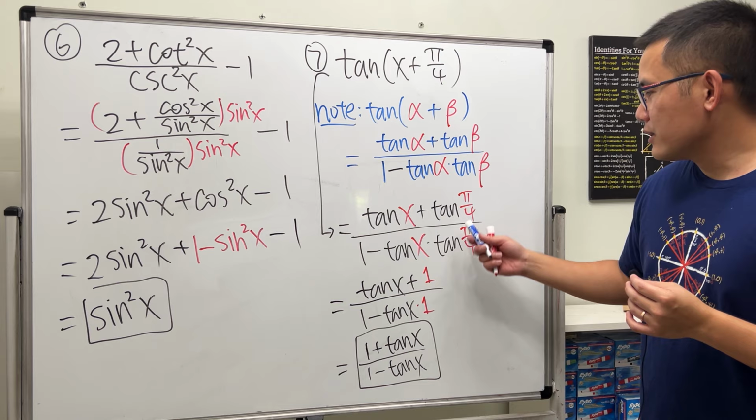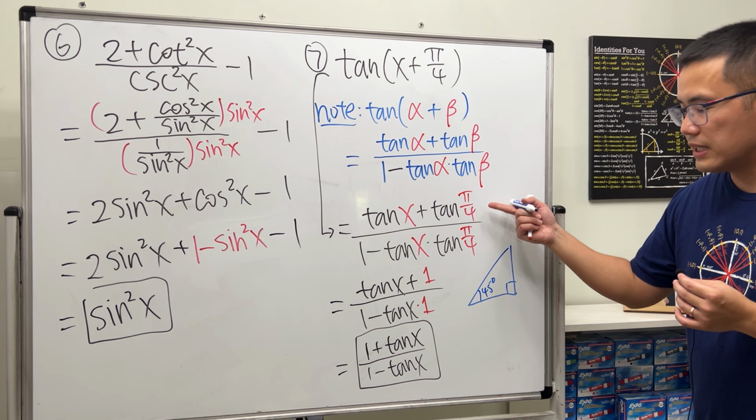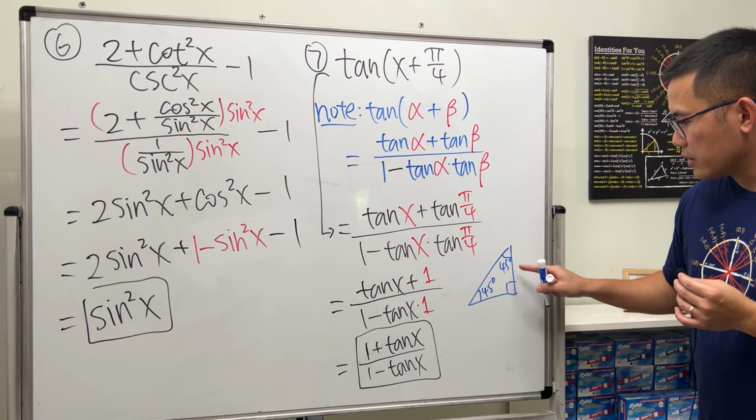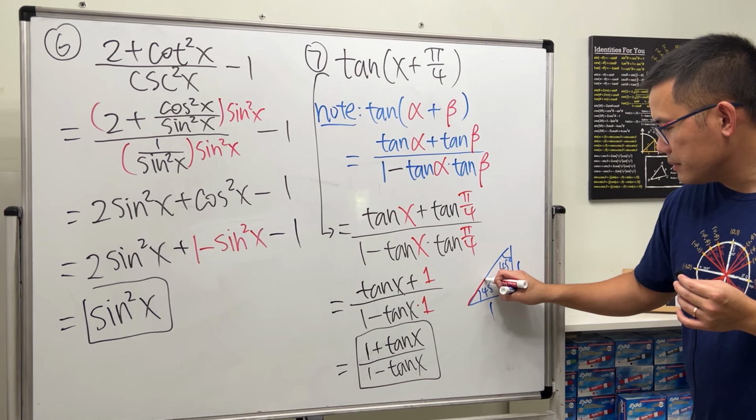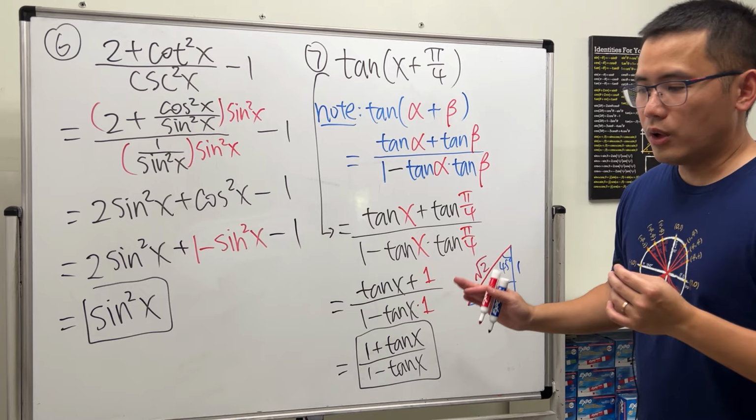Again, here's a special right triangle. This is 45 degrees, which is the same as pi over 4. And this is also 45 degrees. So these two sides are the same, 1 and 1. And by the Pythagorean theorem, the hypotenuse is equal to square root of 2. Tangent of pi over 4 is just opposite over adjacent, 1 over 1 is 1. So make sure you also remember your special right triangles as well.